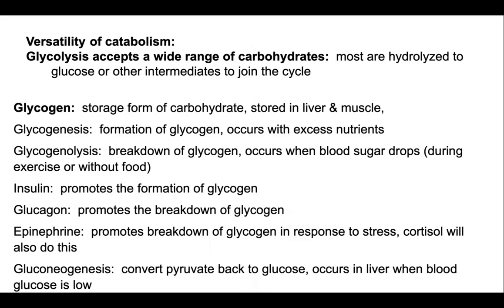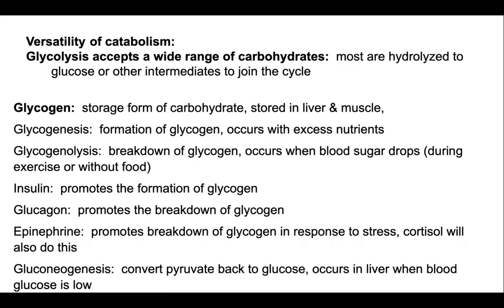Insulin and glucagon are going to affect this. Insulin's going to promote the formation of glycogen. When you eat carbohydrates, you're going to release insulin. It's going to say, I'm well fed. Let's use this energy, store what's excess. Glucagon is telling the body that the glucose is almost gone. We have to break down some of that glycogen. Epinephrine is going to promote the breakdown of glycogen in response to stress. So under stress, you want to have more glucose available to be able to respond to the situation. Cortisol will also do this. Epinephrine is going to be the one that does it in the quick and immediate time frame.